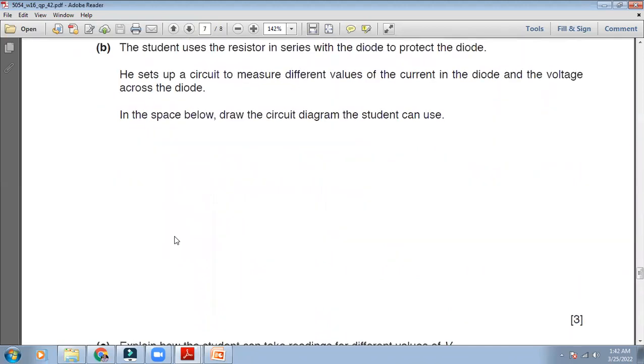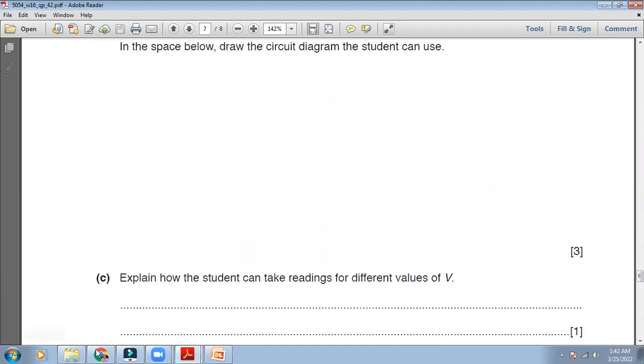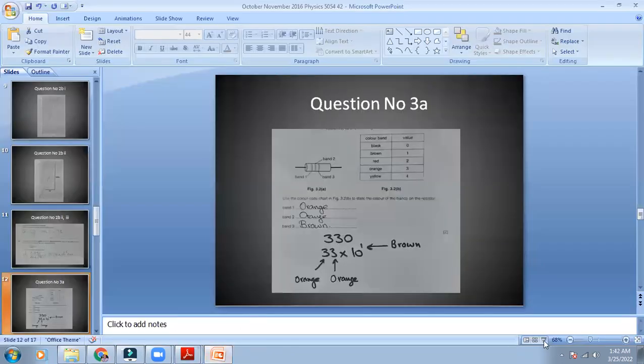Now we are going to the B part. The student uses the resistor in series with the diode to protect the diode. He sets up a circuit to measure different values of the current in the diode and the voltage across the diode. In the space below, draw the circuit diagram the student can use. It's a 3-mark question.